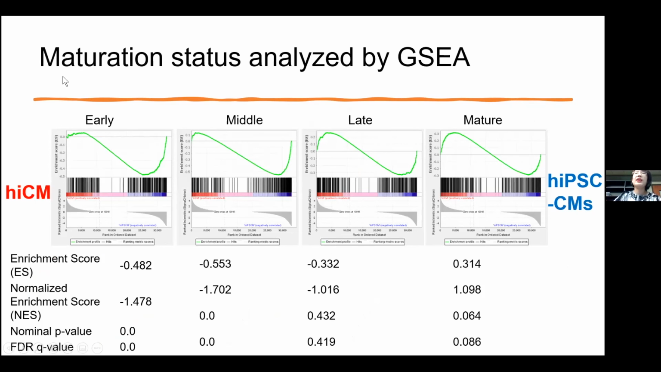So, we analyzed the maturation status using GSEA for these two cardiomyocytes and found that iPSCMs expressed more markers related to gene sets that are expressed in early and middle stages of heart development. However, there is no significant difference in the late and mature stage of heart development between HICMs and iPSCMs.